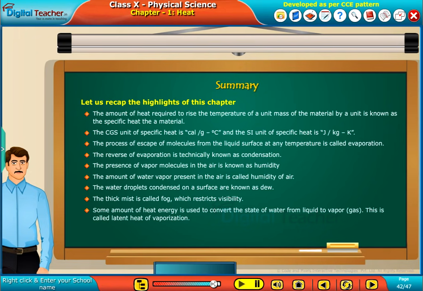Some amount of heat energy is used to convert the state of water from liquid to vapor or gas. This is called latent heat of vaporization. SI unit and CGS unit of latent heat of vaporization are Joule per kilogram and calorie per gram respectively.